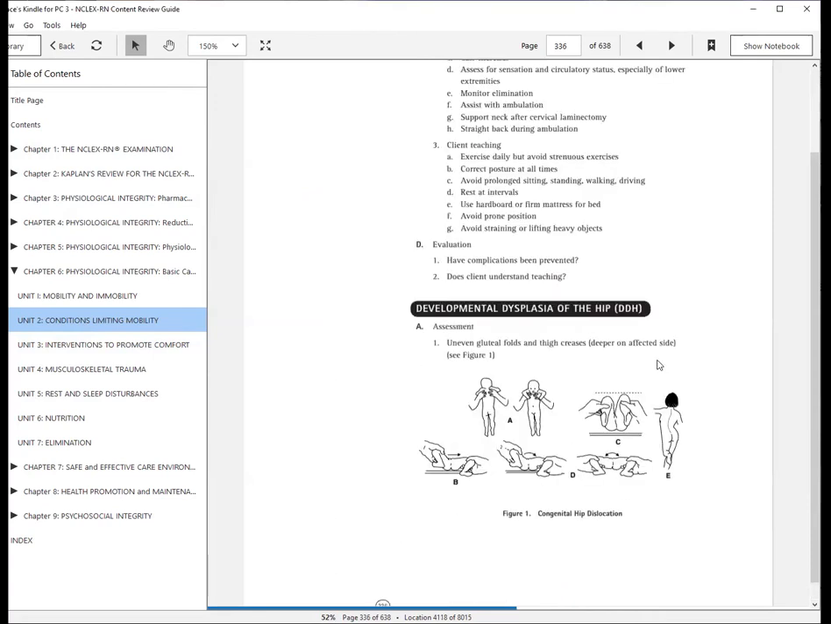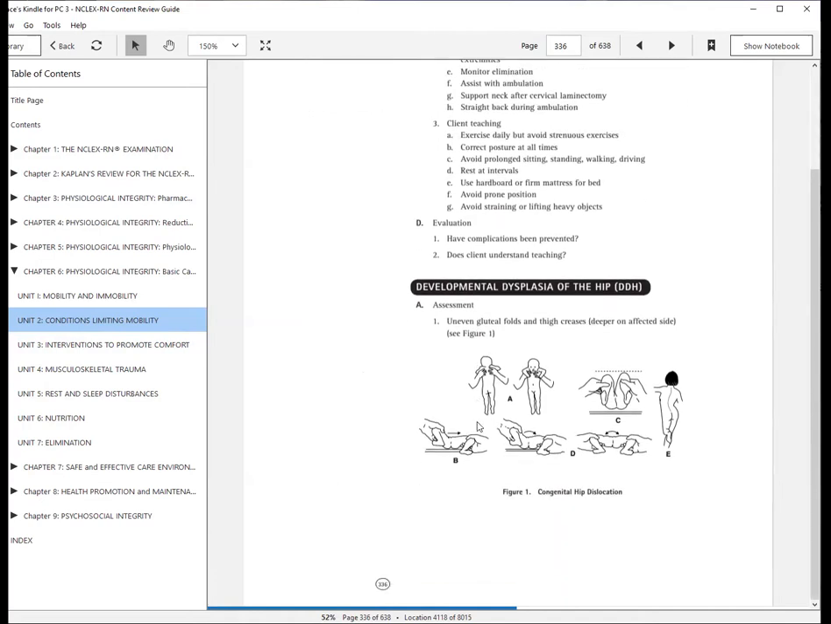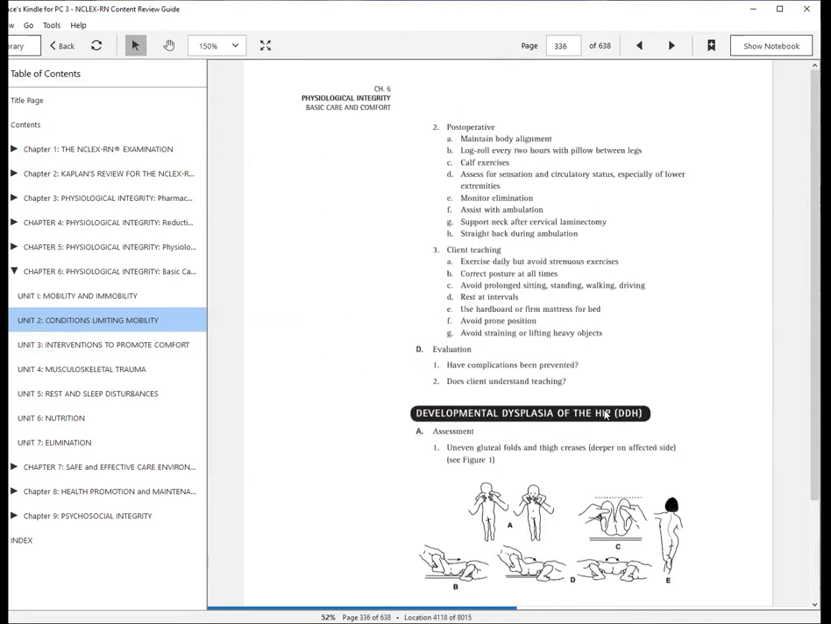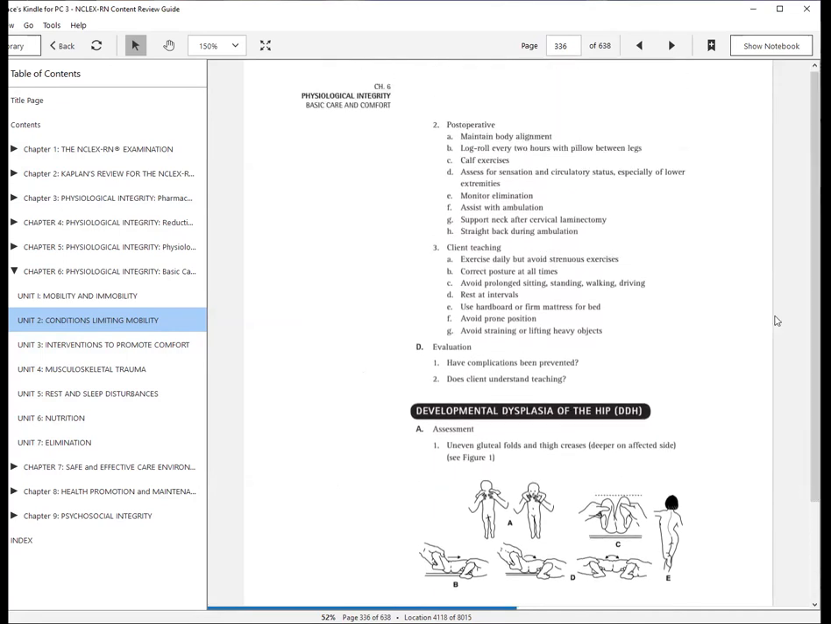Conditions affecting mobility. So let's look at this. This is what I'm talking about. Developmental hip dysplasia. So when you assess them, you see unusual creases. Now, let me move on. We have the congenital hip dysplasia.